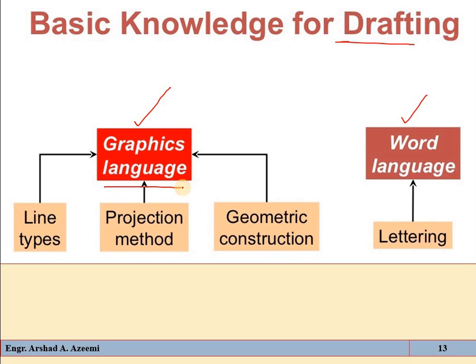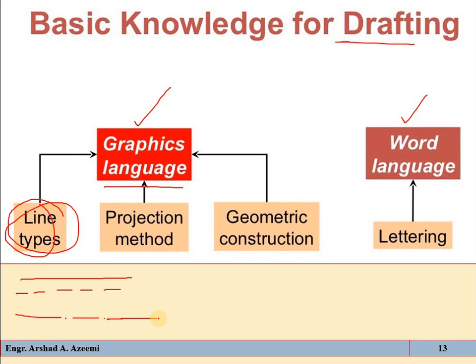In graphic language, first you will have to understand the different types of lines. We have continuous line, dashed hidden line, long dash and dot line. We have approximately 12 types of lines. Which line will be used where? Which line is used for what purpose? That is most important. Also the projection method: if you have a three-dimensional object and you are looking at that object, how it will appear on a sheet of paper, that is the projection.